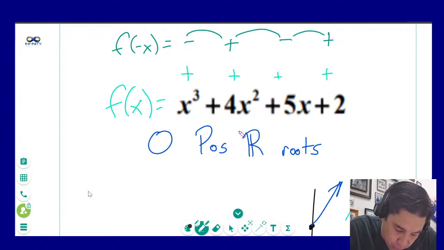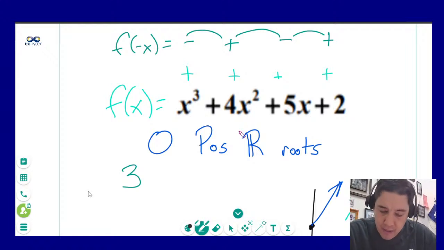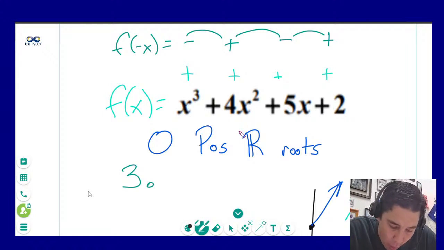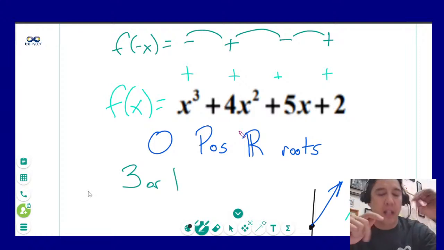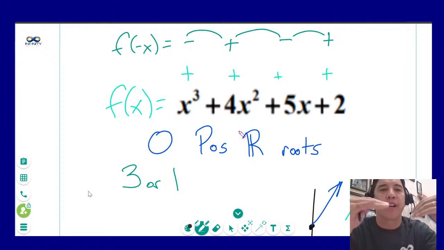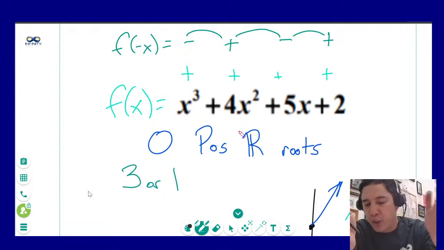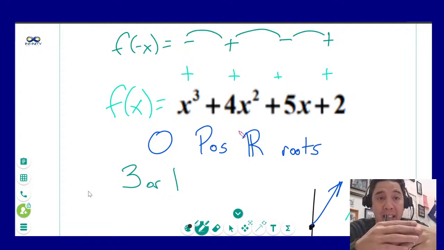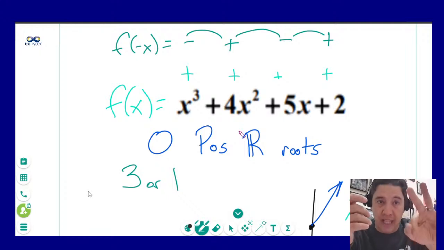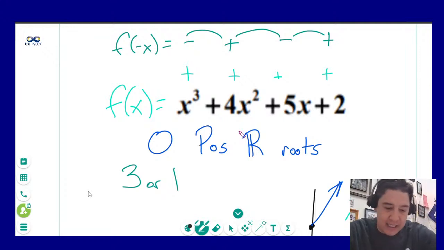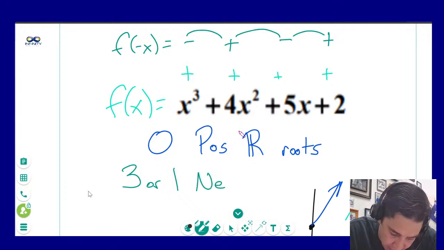So that means I have a maximum of 3. So it would be 3 or 1, because they come in pairs. When 3 is the maximum, I'm going to have 3 or 1. When 2 is the maximum, I'm going to have 2 or 0. When 4 is the maximum, I could have 4 or 2 or 0, because they come in pairs. If I had 5, I could have 5, 3, or 1. In this case, there's 3 sign changes, so that means I have 3 or 1 negative real roots.